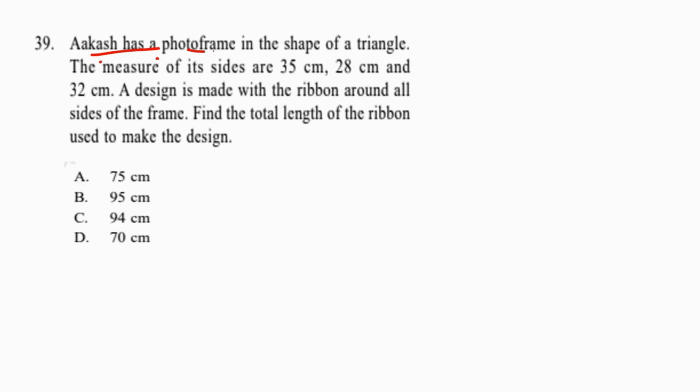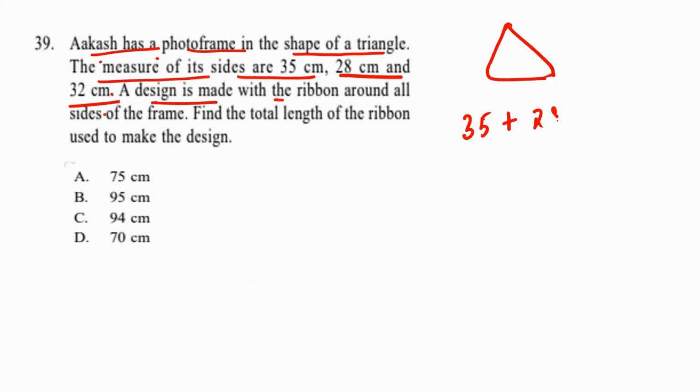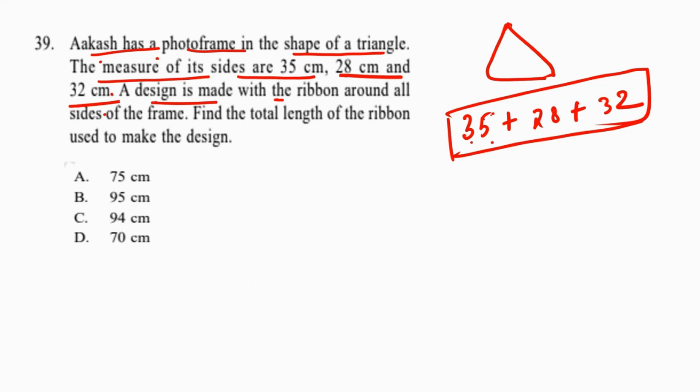Next question. Akash has a photo frame in the shape of a triangle. The measures of its sides are 35 centimeters, 28 centimeters, and 32 centimeters. A design is made with a ribbon around all the sides. Around, that means we have to find the perimeter. This is a scalene triangle since we have all sides different. So we just need to add all of these. When we add 35, 28, and 32, 8 plus 2, 10, plus 5, 15, 5 carry 1, 3, 1, 4, 5, 6, 6 plus 3, 9, 95 centimeters. Option B is the answer.